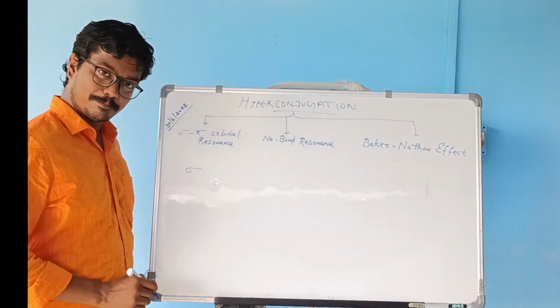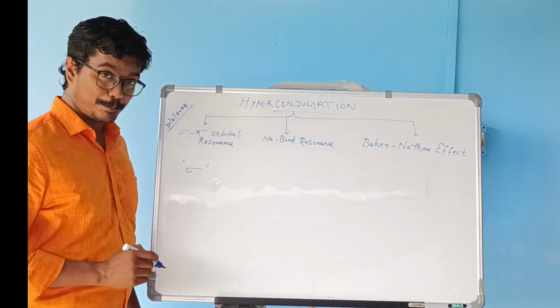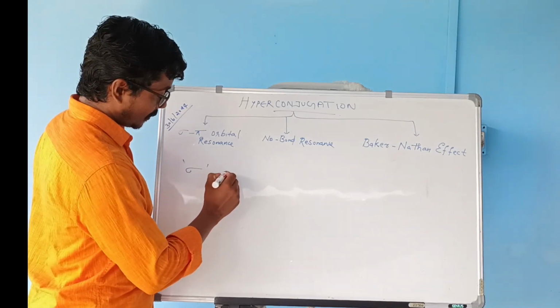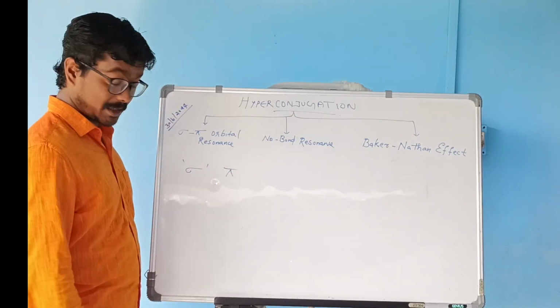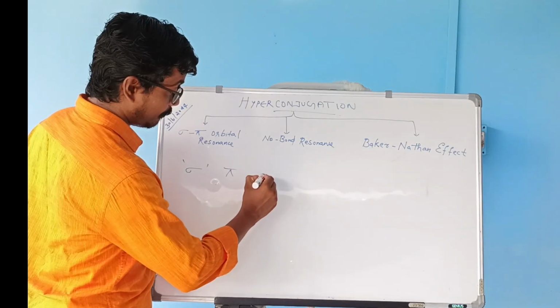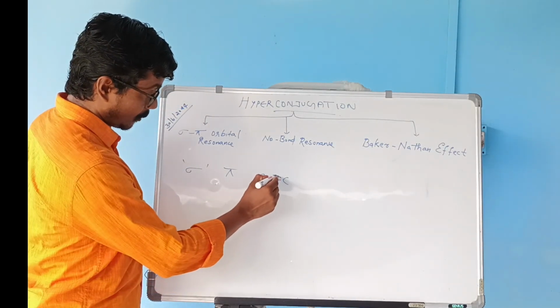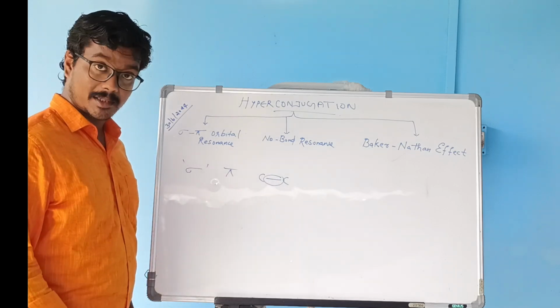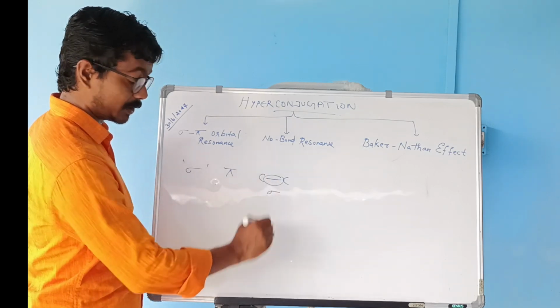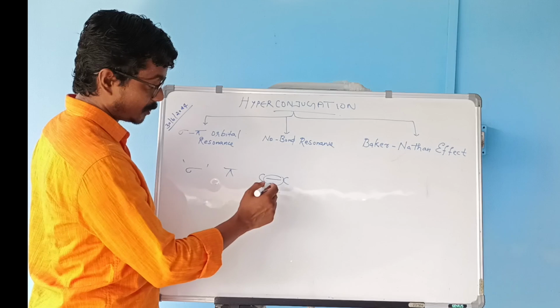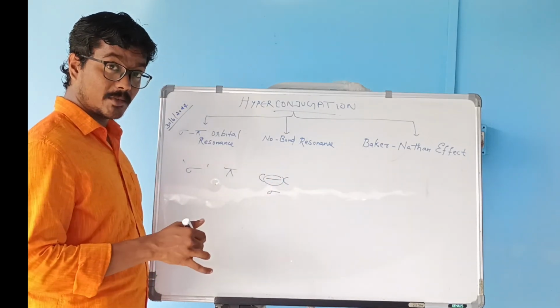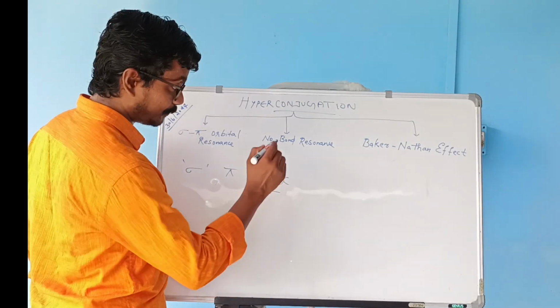What is this? This is sigma and this is pi. When we consider a bond between a carbon and a carbon, this covalent bond is called a sigma bond. The electrons involved in it, we call sigma electrons.